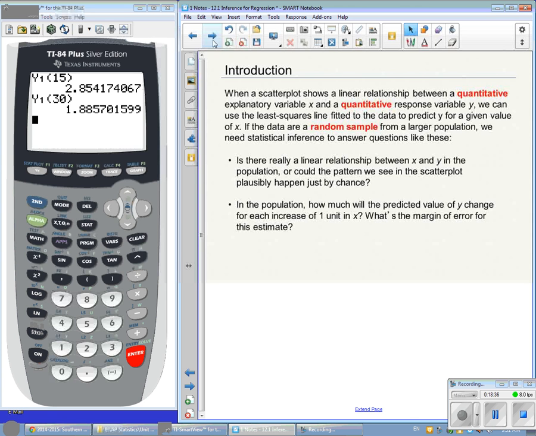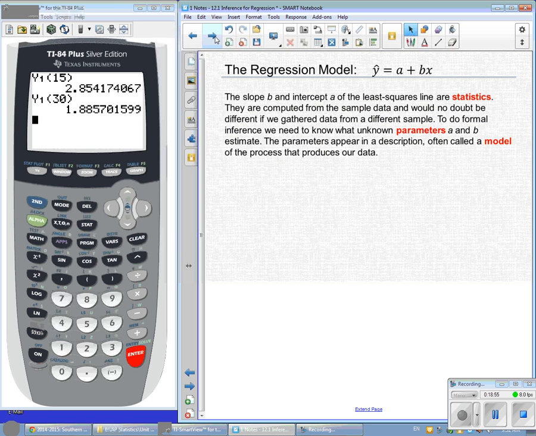And another question that we might try to answer is, in the population, how much will the predicted value of y change for each increase of 1 unit in x? That's the slope. So we're going to be making some inferences about the slope. We're going to be estimating the rate of change for the population and also testing claims. All right, the regression model.